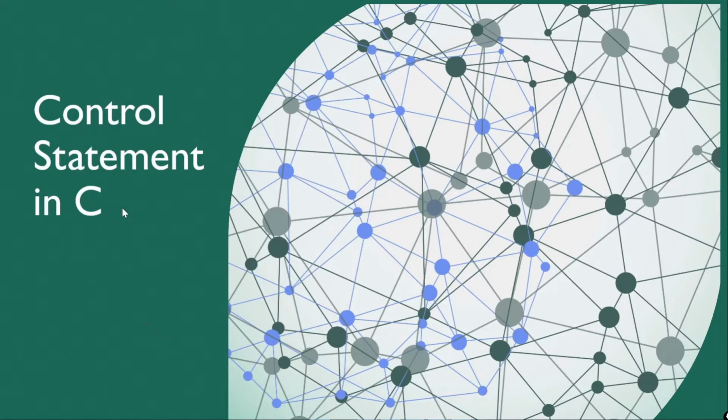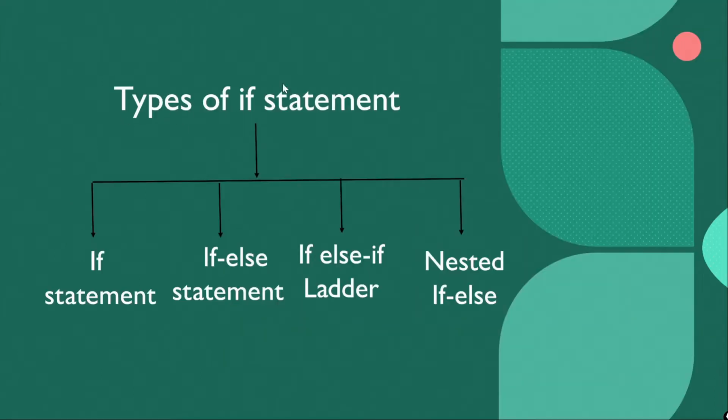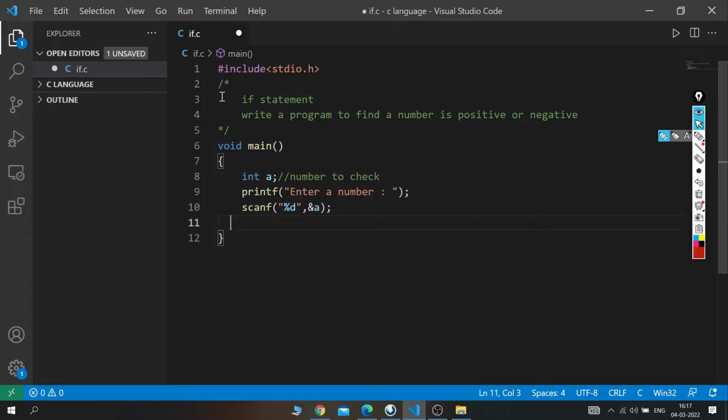Now, in this video we are going to see the types of if statement. First one is the simple if statement. Then we will see the if else statement. Then the if else if ladder, and last we will see nested if else. Now let's see the practical implementation.